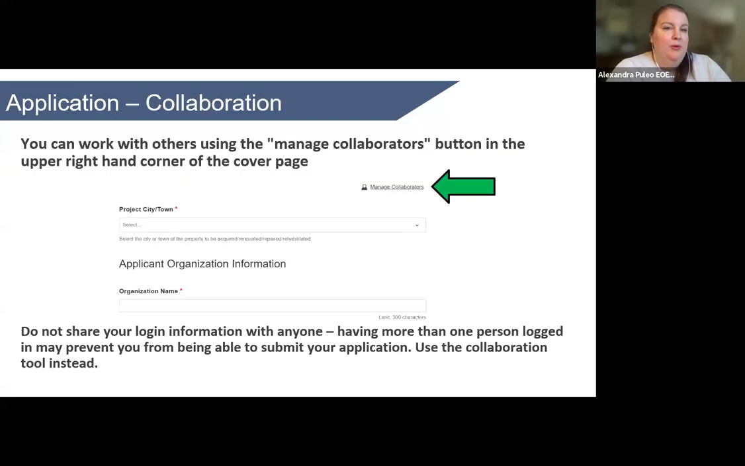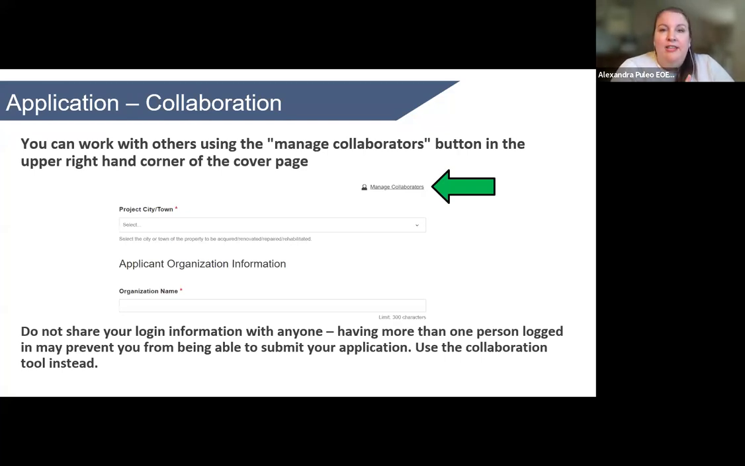Okay, I think this is a really important point, collaboration. So you can work with other people in Submittable. If you're not familiar with Submittable, you don't have to be doing the application by yourself. In the upper right-hand corner, there's a little button that says Manage Collaborators. You're going to want to use that feature for a lot of reasons. One, cybersecurity. You don't share your login with other people. You don't want other people accessing your Submittable account, even if you trust them deeply.